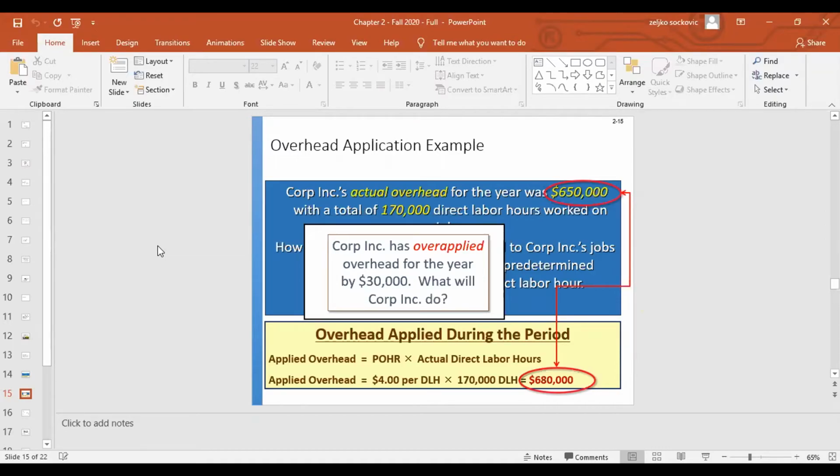So what are we comparing this to find if it's over applied or under applied? We are comparing actual overhead to applied overhead. Actual overhead is 650 in this case, and we applied 680,000 of overhead to our products, which means we applied $30,000 overhead too much to our products. $30,000 overhead too much. So what will we do now?